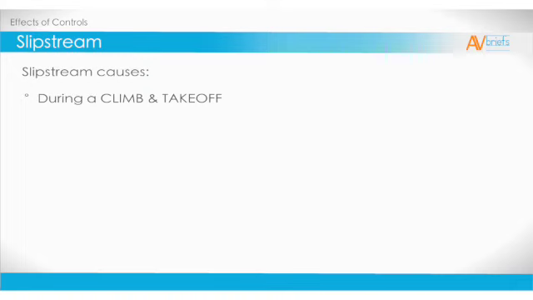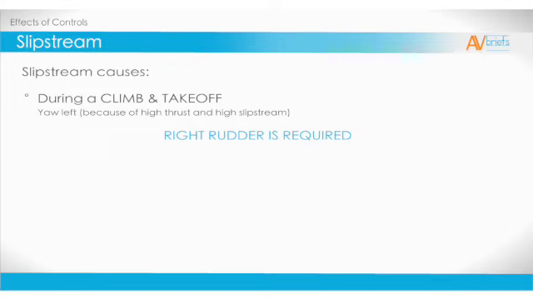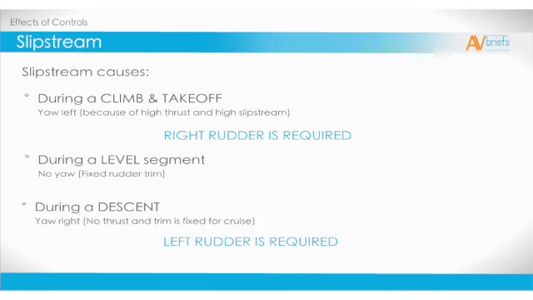So to summarize our slipstream effects here, slipstream causes a yaw to the left, during a climb and takeoff. This is due to the high thrust and high slipstream, and low airspeed. Right rudder is required to compensate for it. During a level segment, no yaw correction is required. During a descent, there's a yaw to the right. This is due to the engineers compensating for some left yaw, and so when the power is released, the compensation is still there, but it's not required.